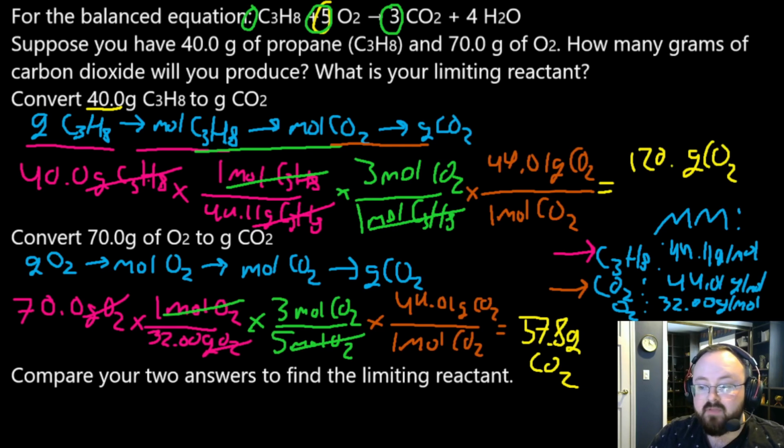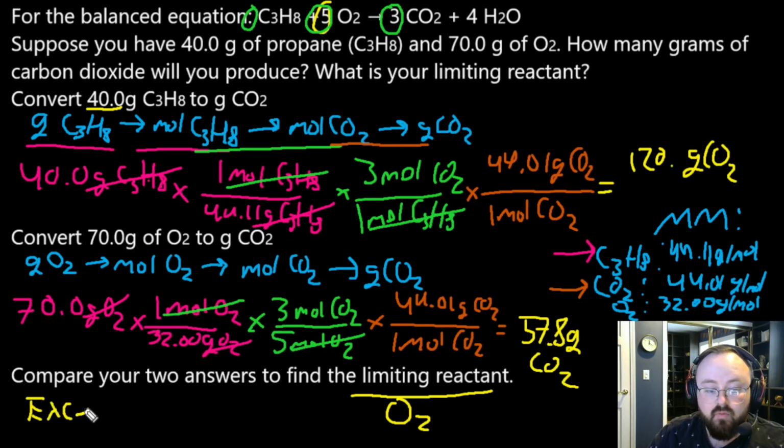So my limiting reactant here is whichever compound produces less of my final product. In this case, my limiting reactant is O2. And my excess reactant would be the propane.